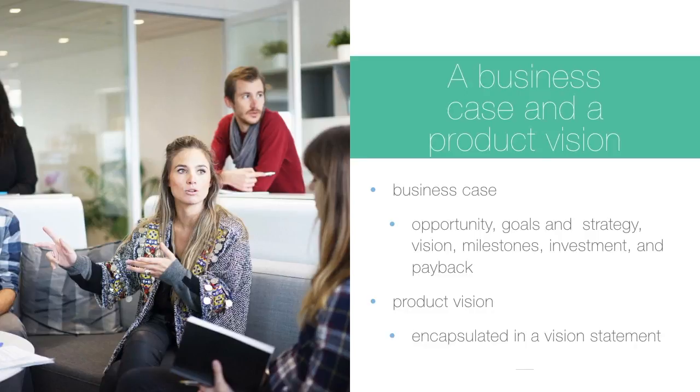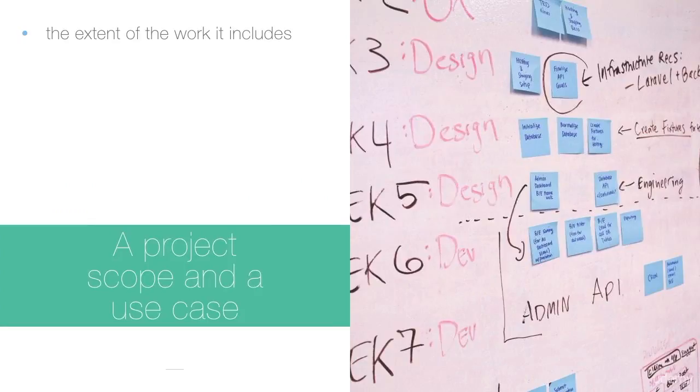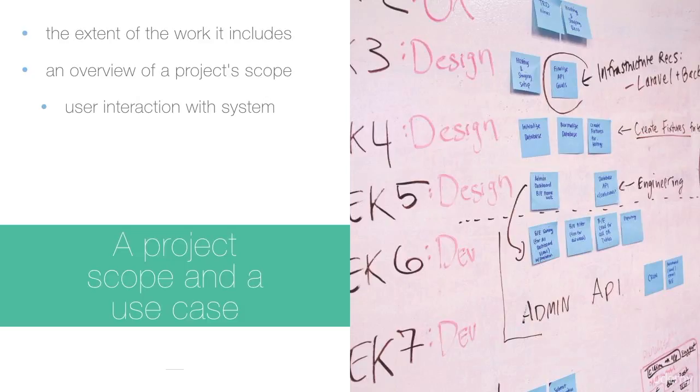A project scope is the extent of the work it includes. Using an agile approach, a team controls project scope by focusing only on developing functionality that is of direct value to the customer. A use case provides an overview of a project scope. It describes how users must be able to interact with the system and the required results. It also describes exceptions or the steps that must occur in response to system errors.